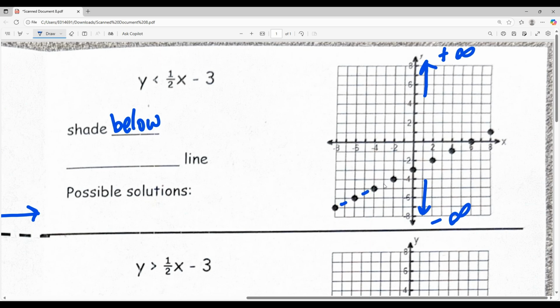Now, an easy way, our line is going to be open, and in order to say open, we're going to say dotted. So I don't need to connect my line here on this. I can just put little slashes in between my slope points and call it a day.